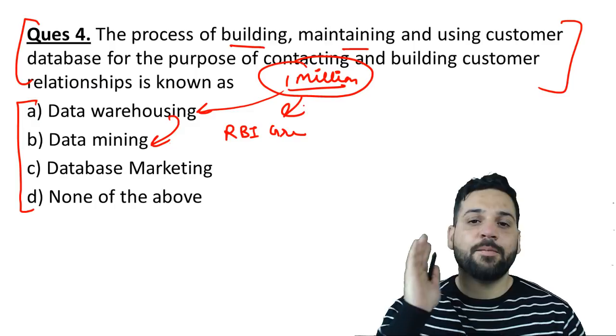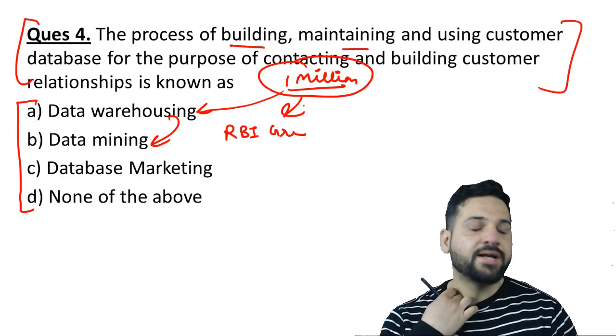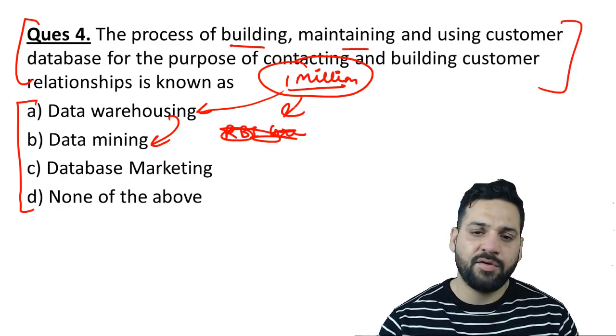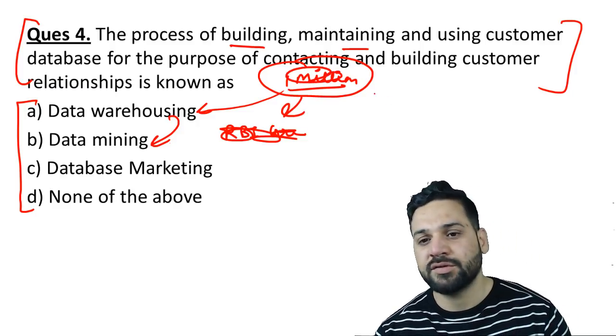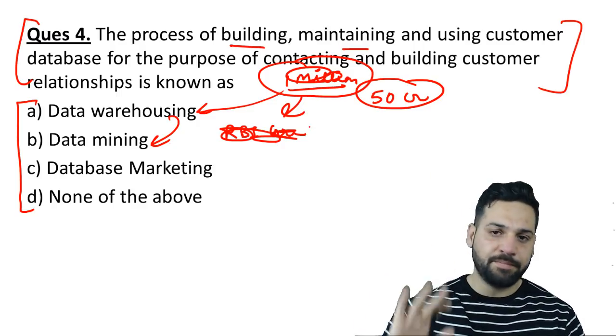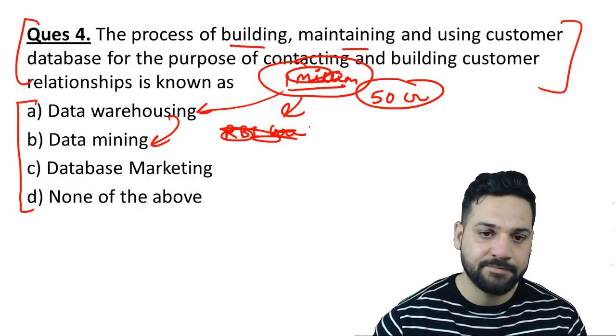They are targeting their products to you, right? For example, I have data of 50 crore people in India. 50 crore logon ka data hai.